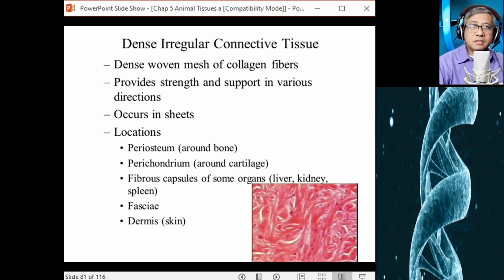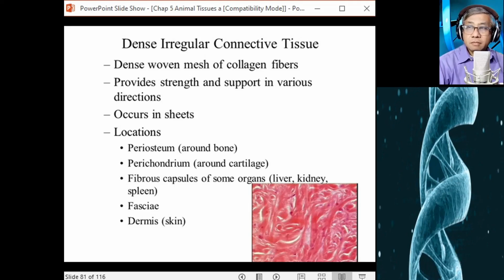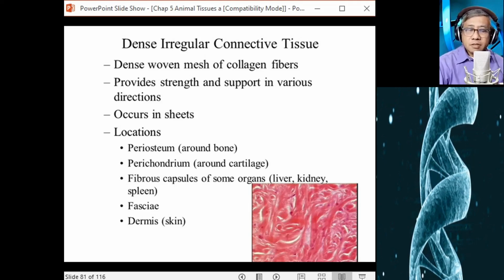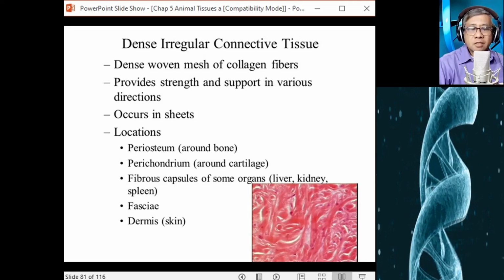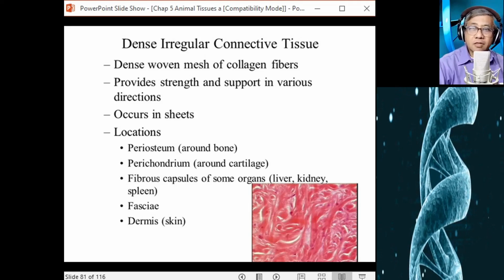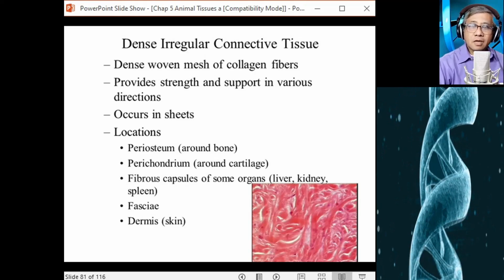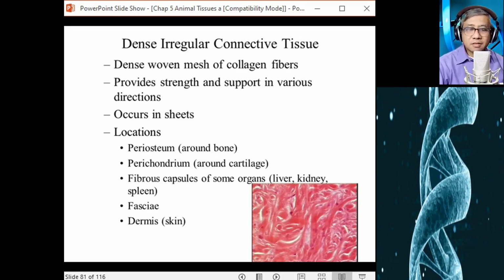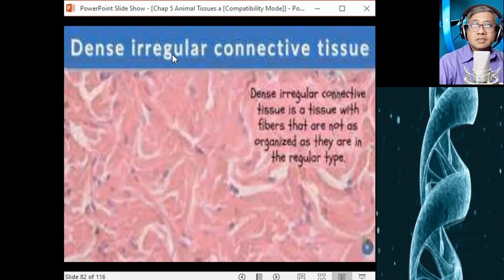The dermis is a type of dense irregular connective tissue. And again, if you would observe the dermis under the microscope, yung mga collagen fibers niya and elastic fibers, they run in different directions or various directions, similar to areolar connective tissue. Okay, kaya lang it has more tensile strength than the areolar connective tissue. Alright, so that's dense irregular.